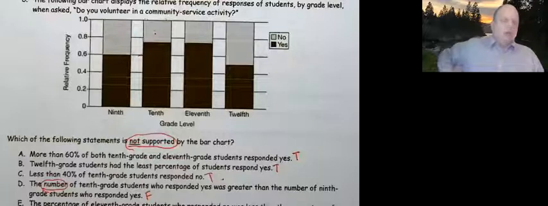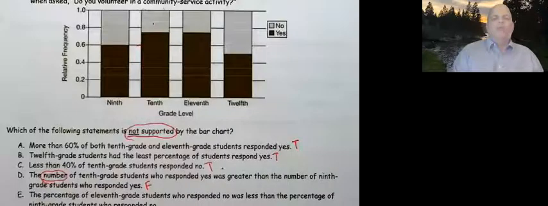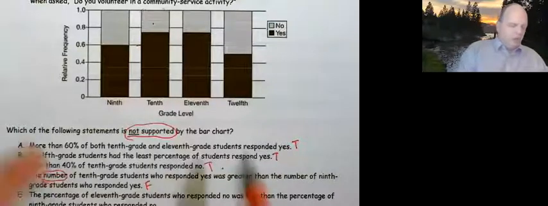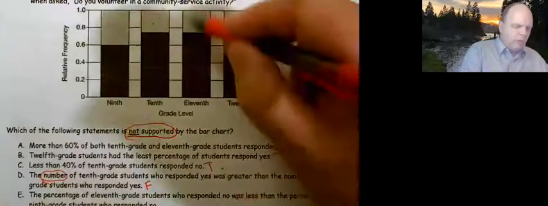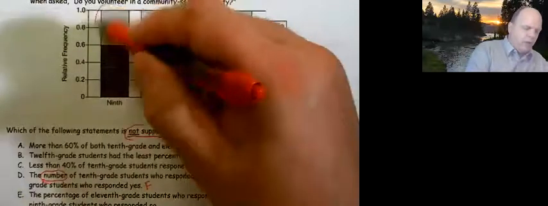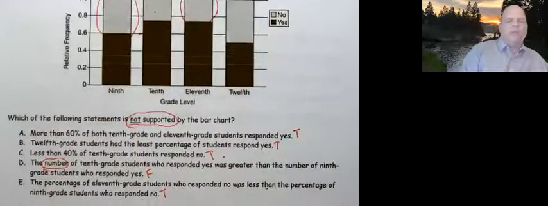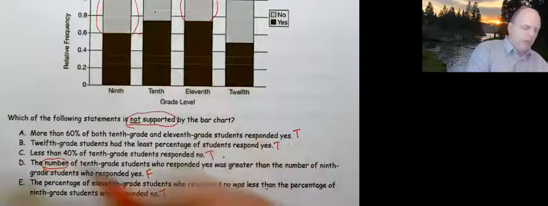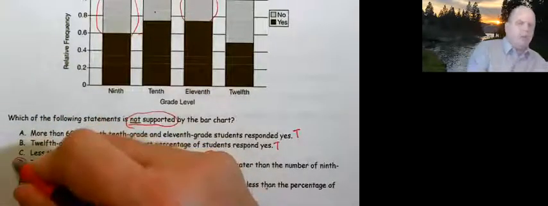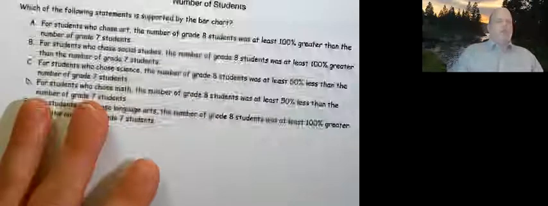So that's looking like my answer. Part E, the percentage of 11th grade students who responded no was less than the percentage of 9th graders who responded no. So let's look at this. We're looking at this percentage, and yeah, that's a true statement. So my only false statement, the one that didn't fit when I look at my trues and falses, happened to be letter D. Okay, all right. I believe we have one more graph, which is graph number 9.